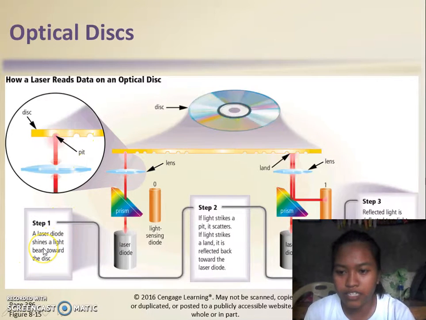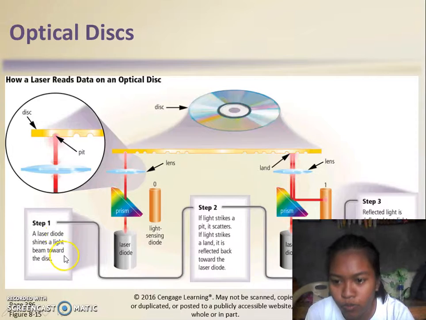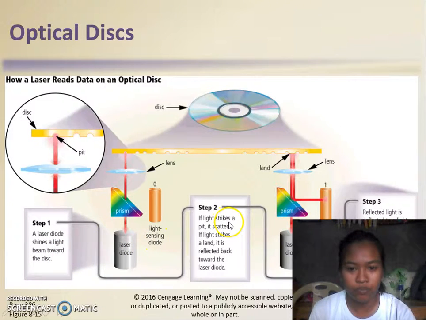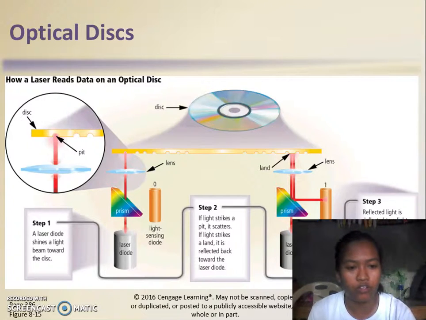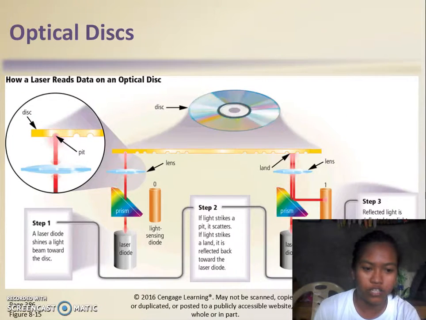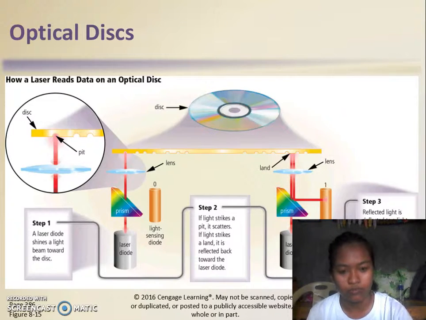Step 1. A laser diode shines a light beam toward the disc. Step 2. If light strikes a bit, it scatters. If light strikes a land, it is reflected back toward the laser diode. Step 3. Reflected light is deflected to a light sensing diode, which sends a digital signal of 1 to the computer. Absence of reflected light is read as a digital signal of 0.